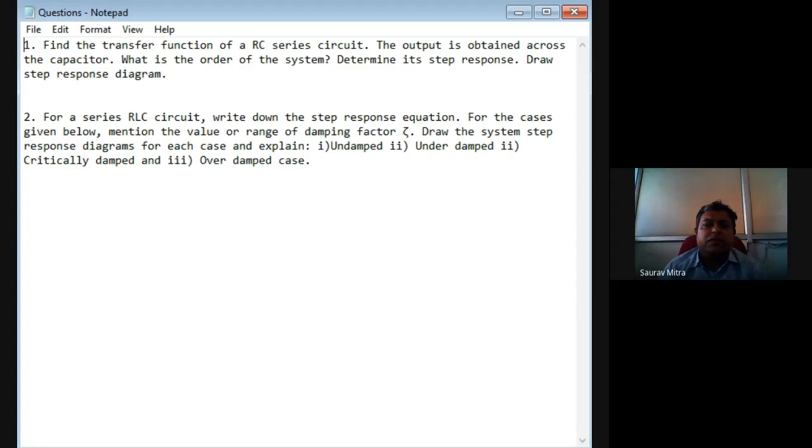Those who have joined now, please take the screenshot of this. These are two questions we are going to see in this 1 hour session, and if time permits I will do what is called the type and order of the system. That was pending, as in the 4th lecture I could not conduct it. Okay, so first question is about RC circuit with step input.